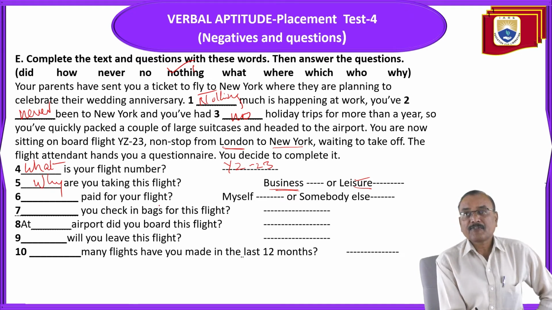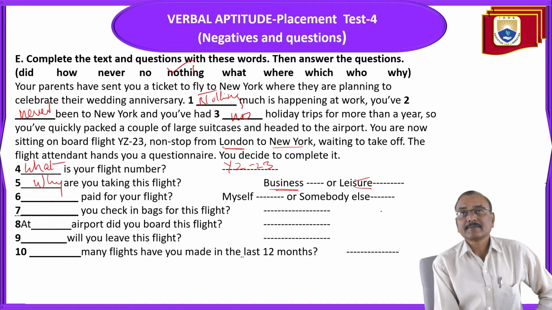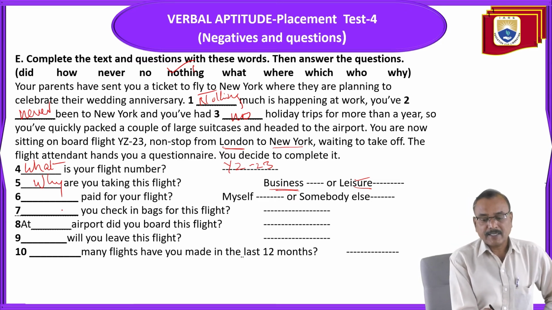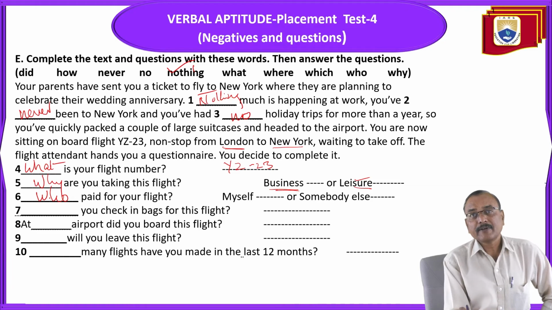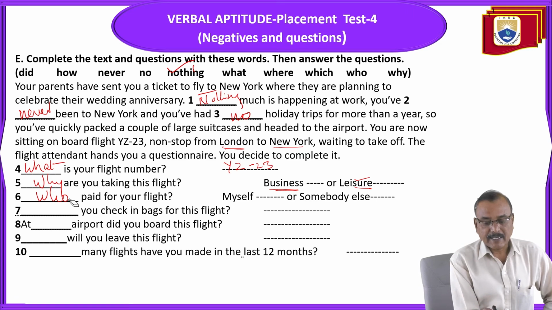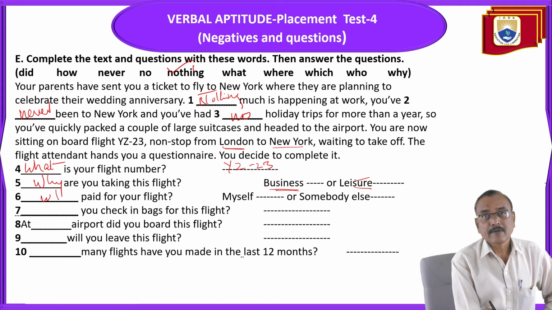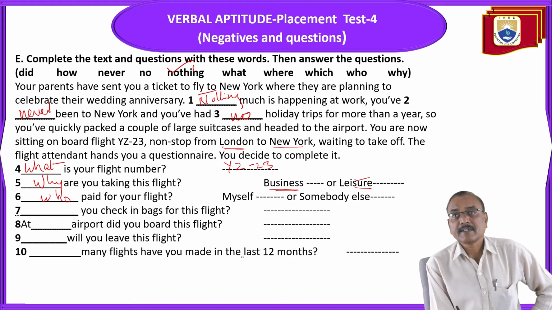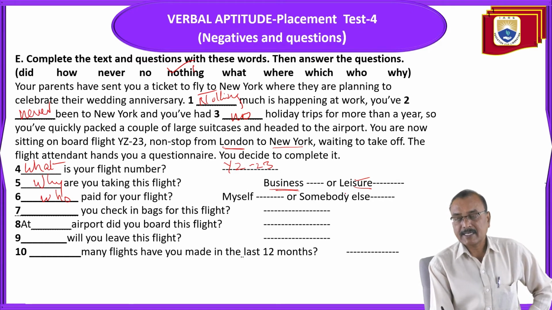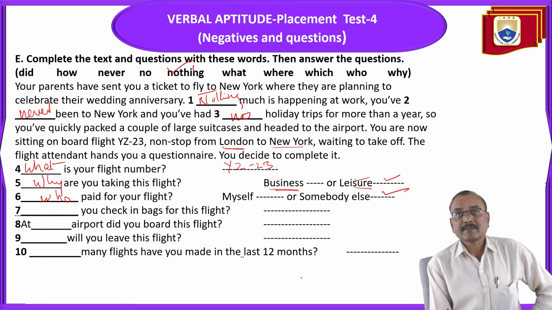Dash paid for flight. Myself or somebody else? Who booked here? Your parents have sent you a ticket. Means your parents have paid for the ticket. So here, what is the question? Who paid for your flight? I'll rewrite this one. Who paid? Who paid for your flight? Somebody else, that is your parents. Okay, next.